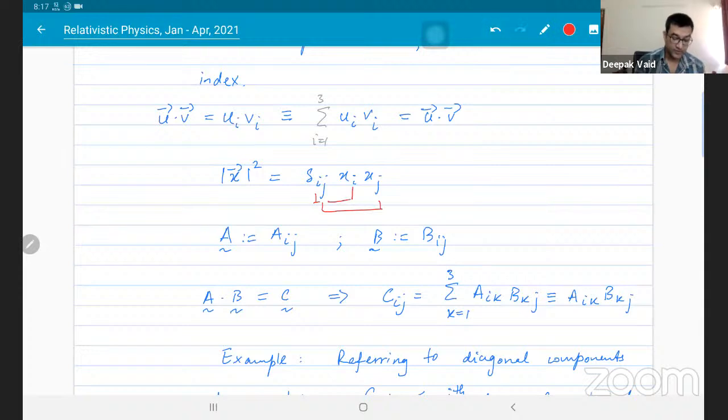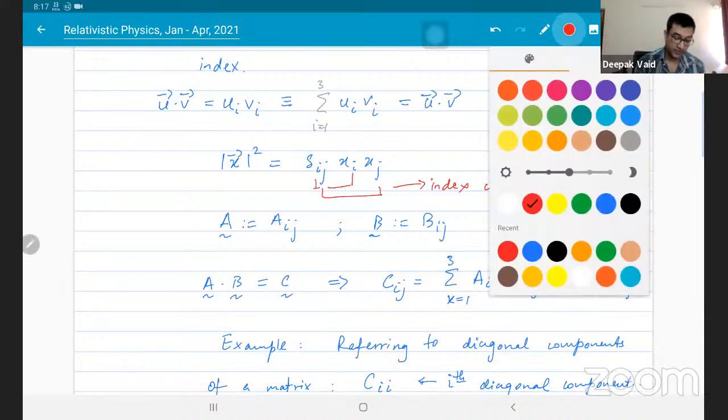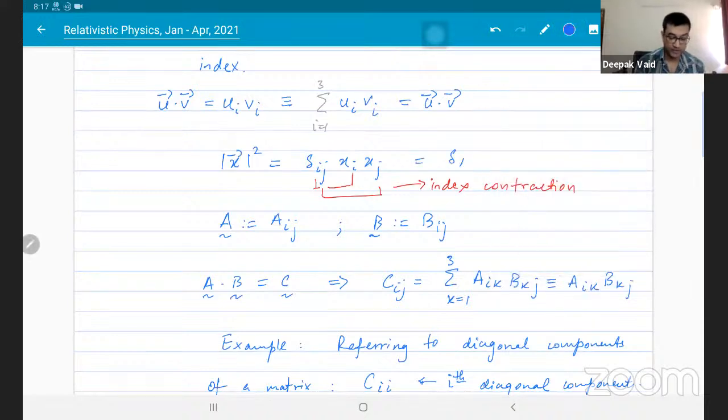The technical terminology is, when two indices are summed over like this, we call it index contraction. And so whenever you have two indices on the right side, those indices are not present on the left side because they have been summed over. So they are also known as dummy indices, because in this expression, instead of calling it x^i, I could call it anything I want. I could have called it delta_ab x^a x^b.